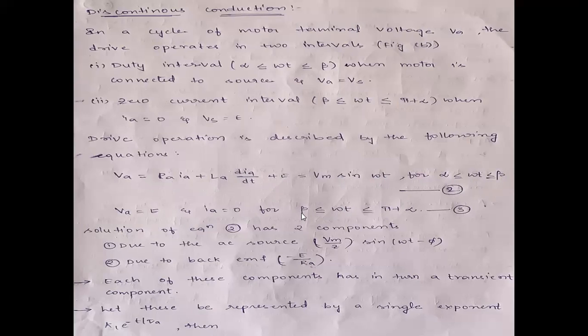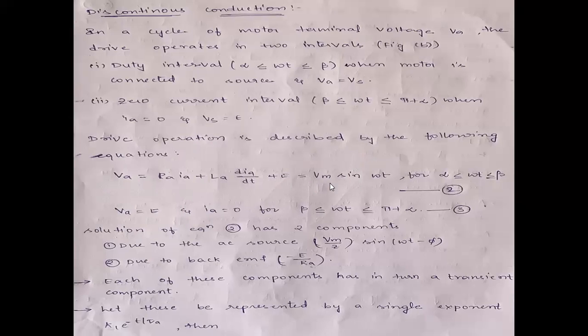Coming to the second interval, from beta to pi plus alpha, the zero current interval. At that time IA is equal to 0 and VA is VS as before. So I can write VS is equal to E, or VA is equal to E, and IA is equal to 0 at beta to pi plus alpha. This is the third equation. Okay, so if you observe the second equation here, it has two components. The first one is due to the source, Vm by Z sine omega t minus phi.